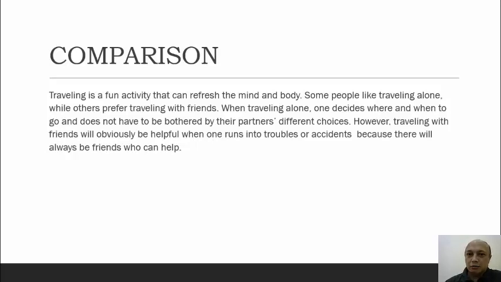When traveling alone, one decides where and when to go and does not have to be bothered by their partner's different choices. This is the advantage or the feature of traveling alone. And then you immediately go on with traveling with friends because now you compare the two activities. Okay, so you write, however, traveling with friends will obviously be helpful when one runs into troubles or accidents because there will always be friends who can help. See, now you compare traveling alone to traveling with friends. And so, yes, of course, you can continue this further. But the essence or the important point here is that you compare the two things.